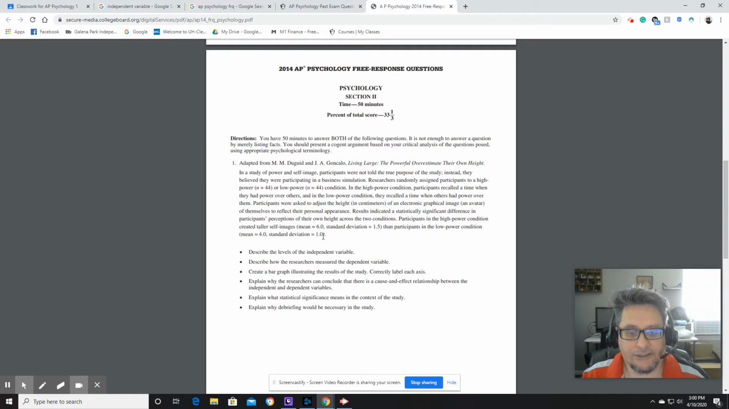And the statistical significance in this case is talking about the difference between the 6 centimeters and the 4 centimeters is enough, especially when we're using 44 people in each group, that it's unlikely that it was an accident. So it can't prove it wasn't an accident.